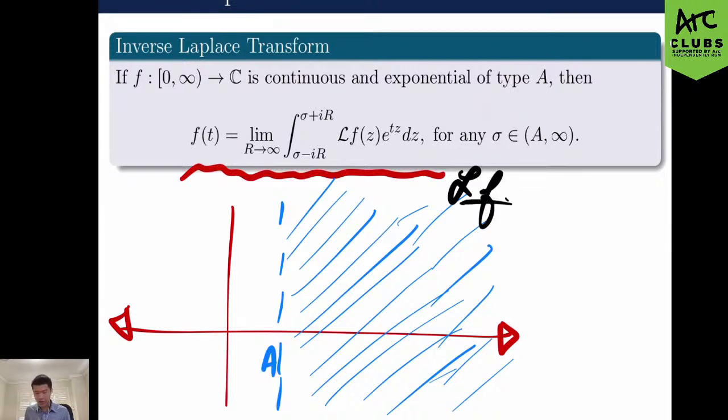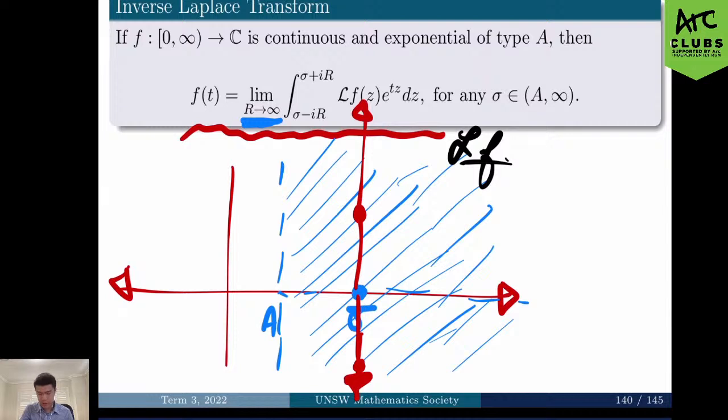So what you can do is, if you take any number sigma in this domain, and you take the limit as r approaches infinity of the integral from sigma minus ir to sigma plus ir, that's basically like the infinite integral along this vertical line. So you're taking it as it approaches infinity in both directions. And so this integral as a whole, if you take this entire integral, you get back to where you started.